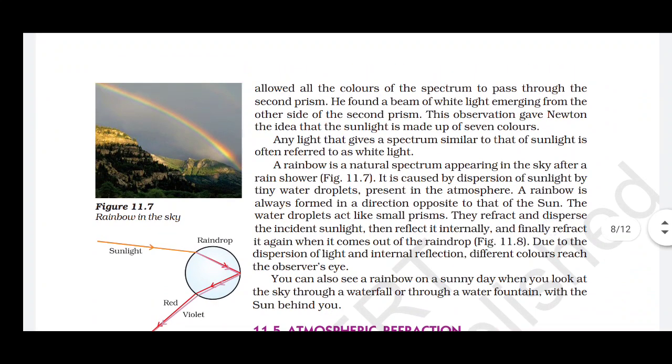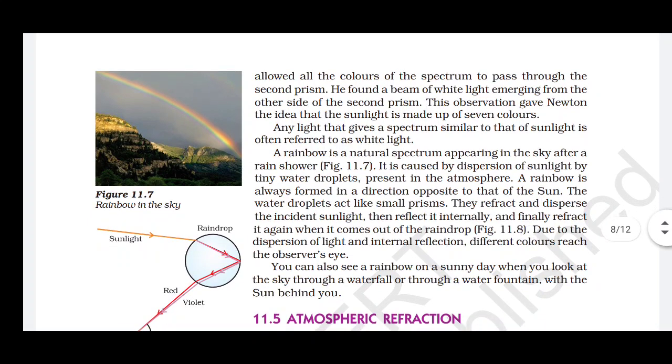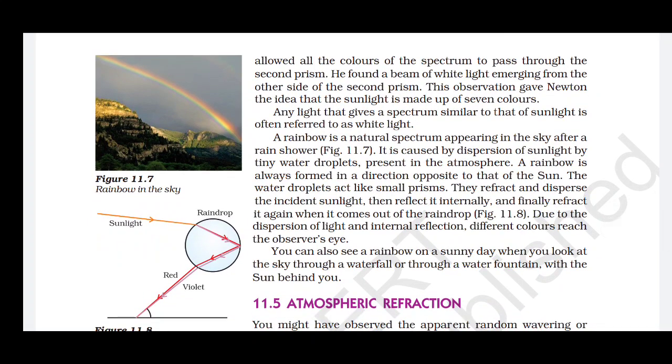Now this is a rainbow in the sky. So how can you see the rainbow? A rainbow is a natural spectrum that appears in the sky after the rain. It is also caused by the same principle, that is dispersion of sunlight by tiny water droplets that are present in the atmosphere. A rainbow is always formed in a direction opposite to that of the sun. The water droplets in the atmosphere act as small prisms.